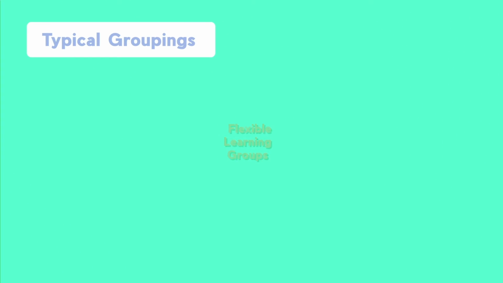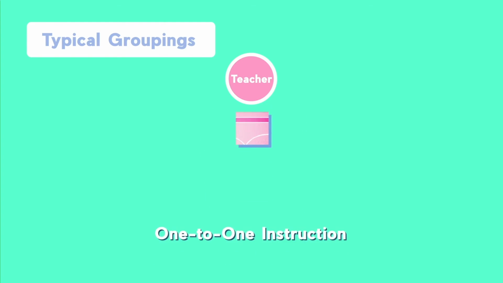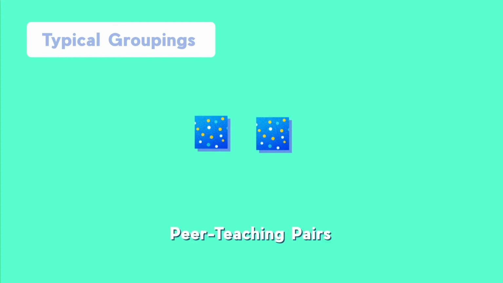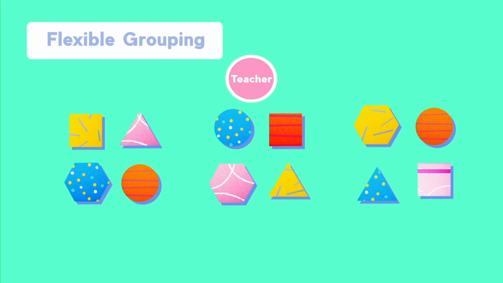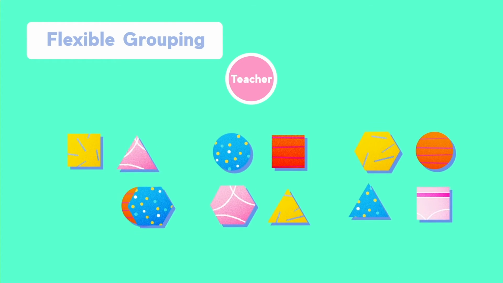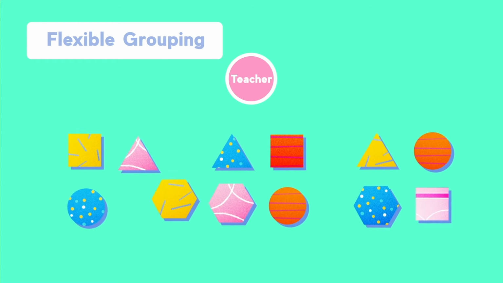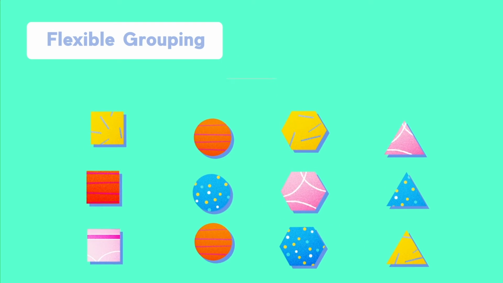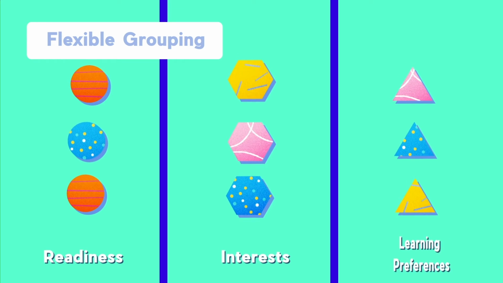Typical groupings include whole class instruction, small group instruction, one-to-one instruction, cooperative small group learning, peer teaching pairs, and independent learning. With flexible grouping, students are grouped and regrouped throughout the school year. This flexible way of organizing learning allows us to provide targeted small group instruction for students who share similar learning readiness, interests, or learning preferences.